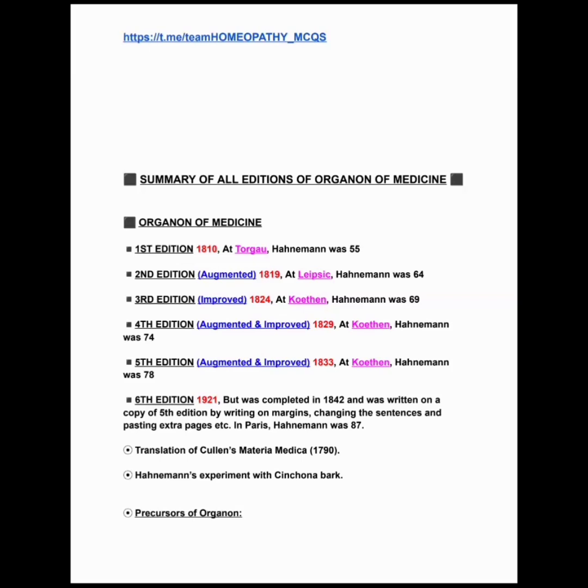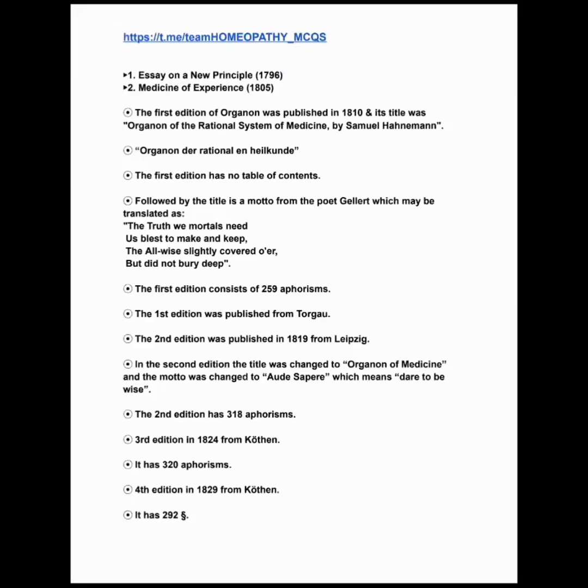अब बात करेंगे प्रिकर्सर्स ऑफ ऑर्गनॉन। फर्स्ट है ऐसे ऑन ए न्यू प्रिंसिपल, इट वाज पब्लिश्ड इन 1796. Second, the Medicine of Experience, published in 1805. So these were the two main precursors of Organon. The first edition of Organon was published in 1810 and its title was Organon of Rational System of Medicine by Samuel Hahnemann. Organon der Rationellen Heilkunde.